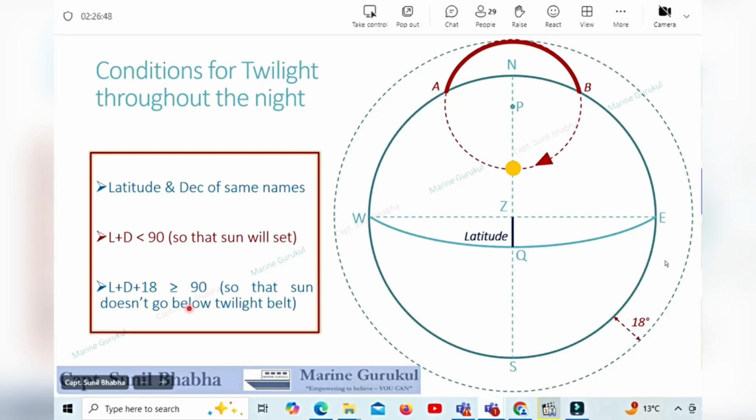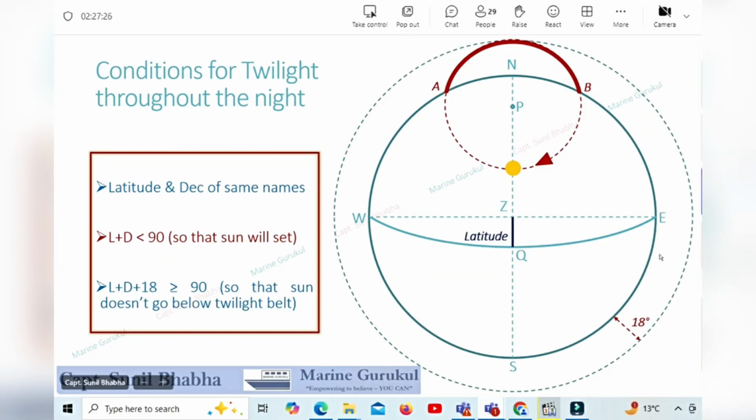So when this third condition is fulfilled, that is latitude plus declination plus 18 greater than or equal to 90, this ensures that the sun will not go below the 18 degrees belt, and the twilight will not end at any time after sunset till the next day sunrise. So these are the three conditions which should be fulfilled: latitude and declination of the same name, latitude plus declination less than 90, and latitude plus declination plus 18 greater than or equal to 90, for twilight to remain throughout the night.